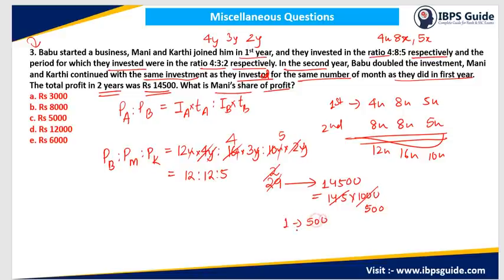Okay. So 1 part is what? 500, right? If 1 part is 500, they are asking what? The share of Mani. Mani is what? 12 parts. So if 1 part is 500, 12 parts will be what? 6,000. So in this case my answer is what? Option E. तो I hope आपको ये वाला क्वेश्चन भी समझ आ गया होगा. फोर्थ क्वेश्चन पे चलते हैं.